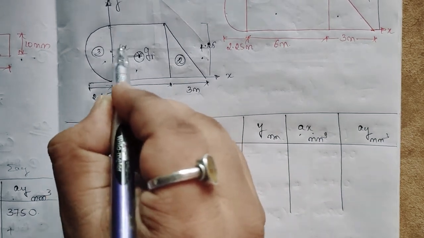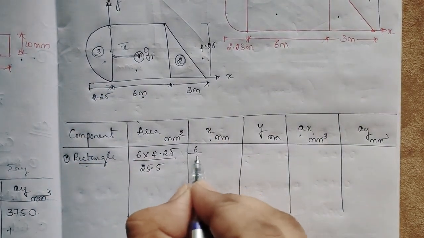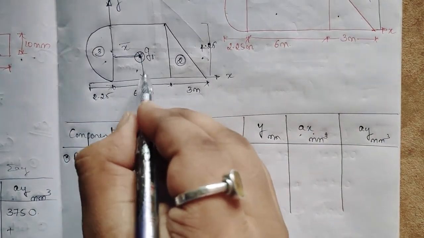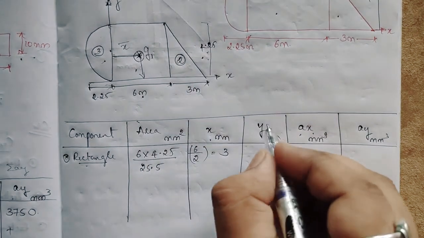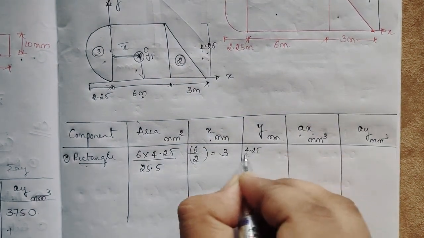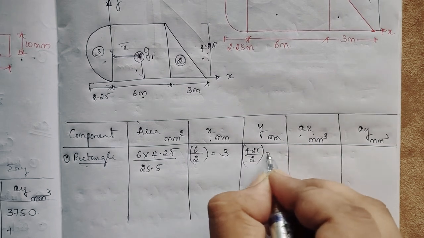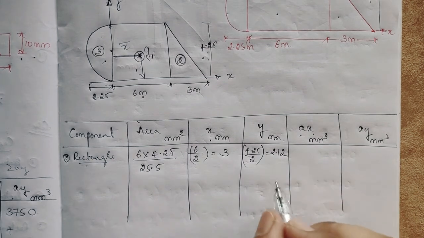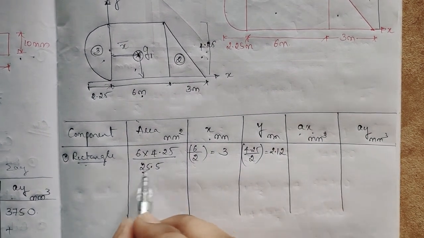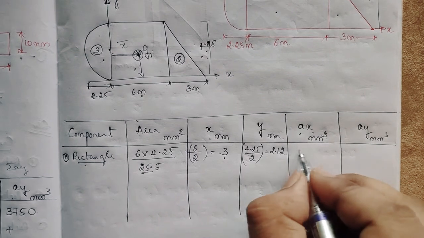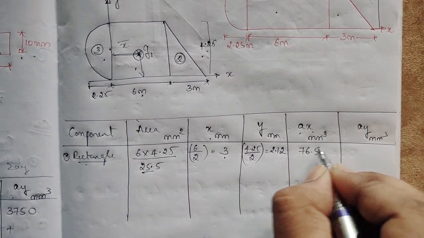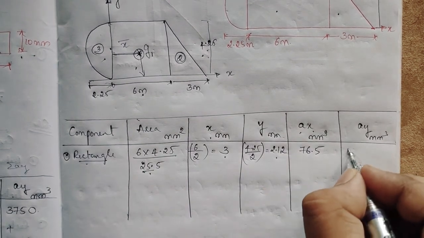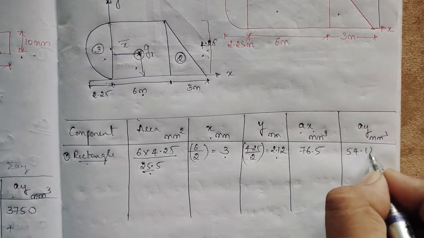So what is the distance of x bar? That is 6/2, that is nothing but 3. What is the distance of y? It is nothing but 4.25 by 2. 4.25 divided by 2, it would be 2.12. Okay, 2.12. Now what I want, A into x. 25.5 into 3, that is 76.5. Now 25.5 into 2.12, it is 54.1875.